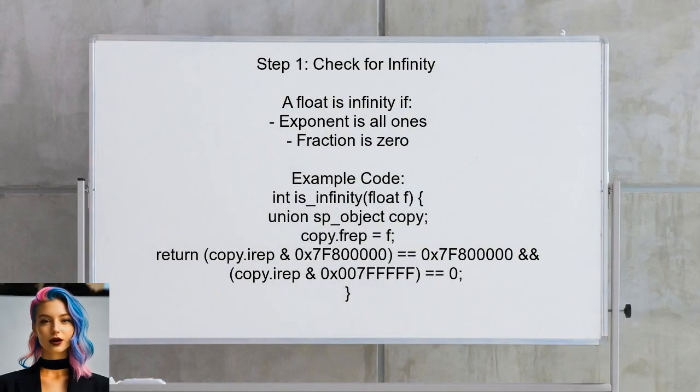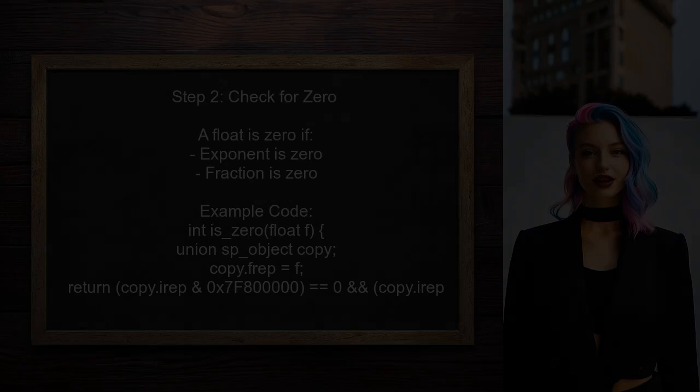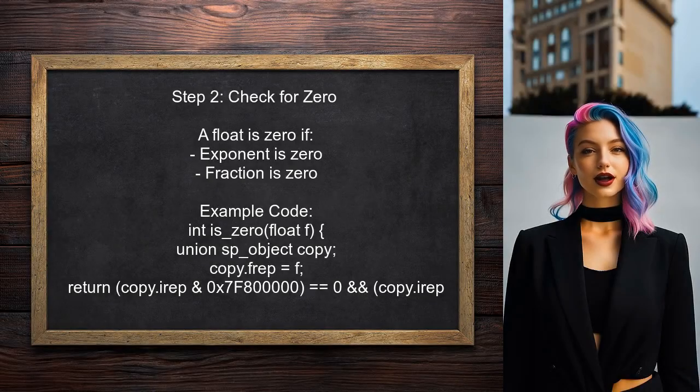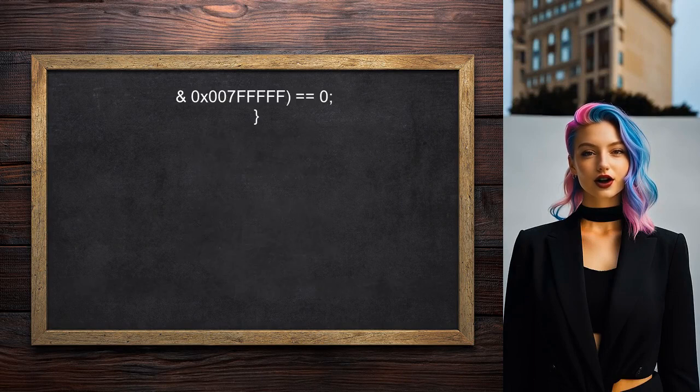To check if a float is infinity, the user can utilize the properties of floating point representation. Specifically, a float is considered infinity if its exponent is all ones and its fraction is zero. Next, to determine if a float is zero, the user should check if both the exponent and the fraction are zero. This indicates that the float represents a value of zero.